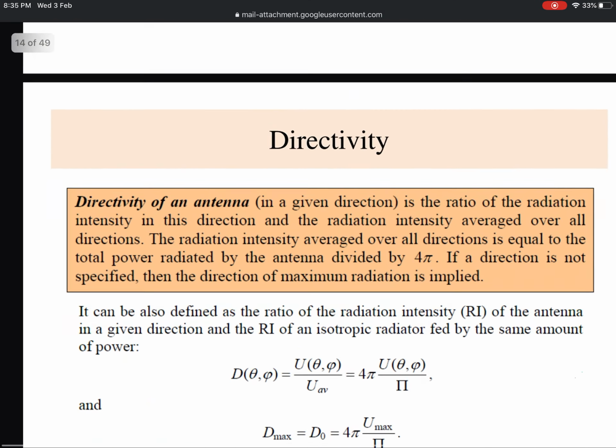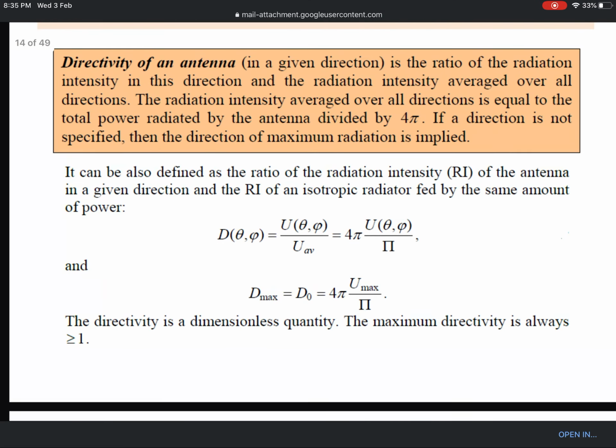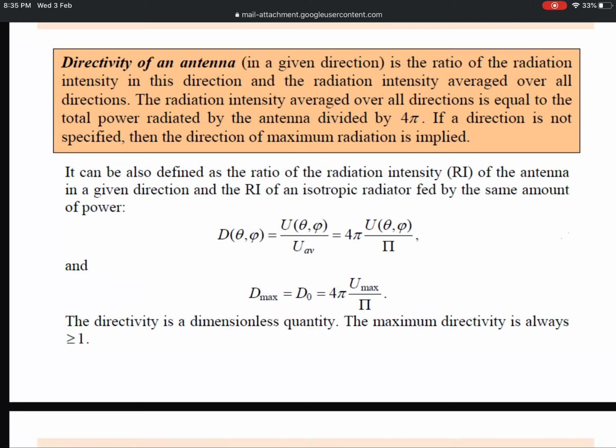That's what I have used here: U average equals P rad by 4 pi. So it is coming like this. Now since we are considering the directivity for maximum in a particular direction, it is D max, which will be, let's say, D naught.